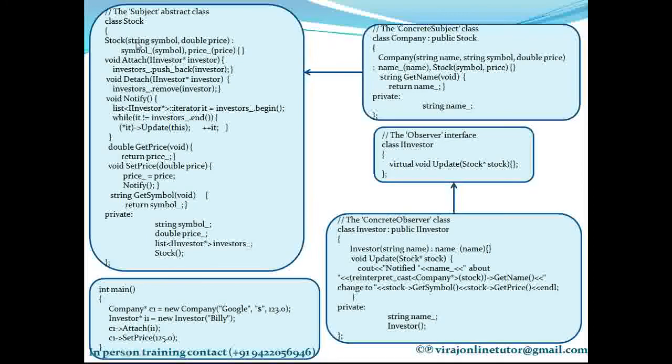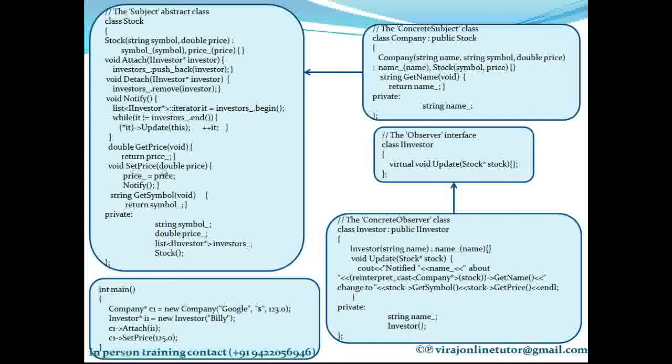So in the stock class, this is a constructor which accepts the symbol and the price associated with the stock. The symbol I am saving into symbol data member, price I am saving it into price data member. What attach function will do? It will accept the interface and add it to the list. What detach will do? It will remove the investor from the list. And what will notify do? Notify will iterate through all the elements in this list, and it will invoke the update function of each of the investors.